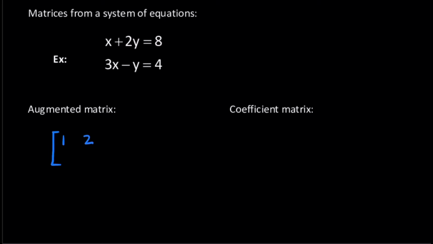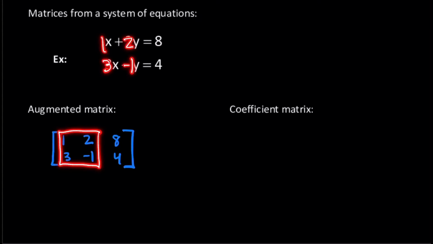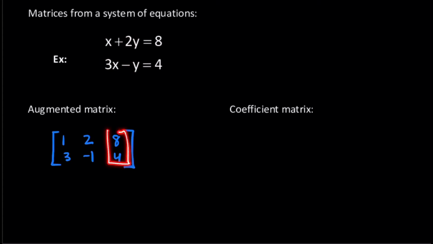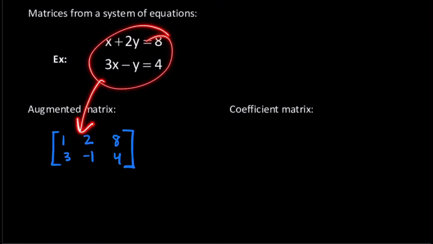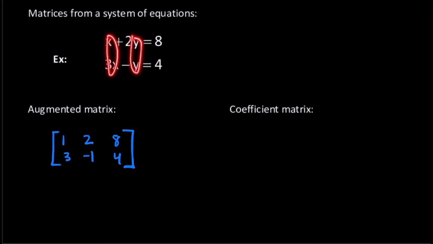Okay, so that matrix would look like this. 1, 2, 8, 3, -1, 4. Where this part of it represents the coefficients, 1, 2, 3, and -1. And this part of it represents the constants on the other side of the equals. Now notice, in order to go from here to here, we have to line up our variables, the equals, and the constants. So the coefficient matrix would just be those four coefficients, 1, 2, 3, -1.